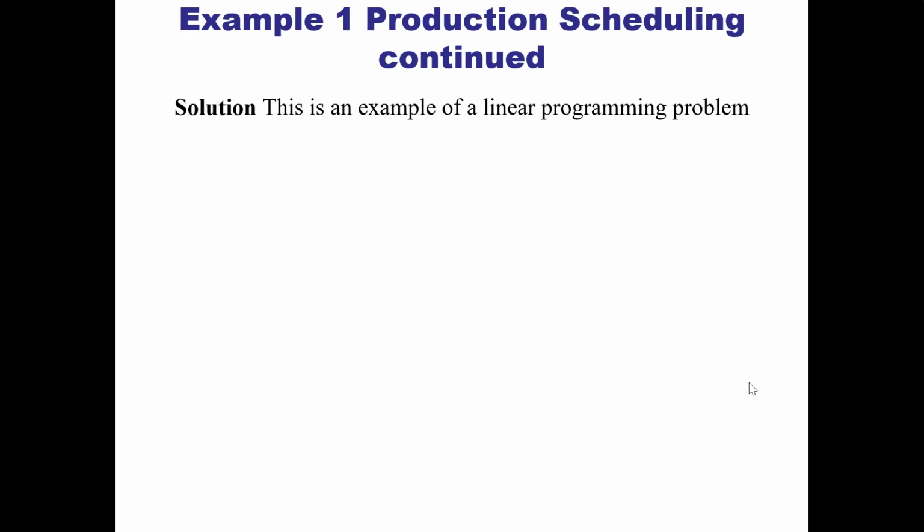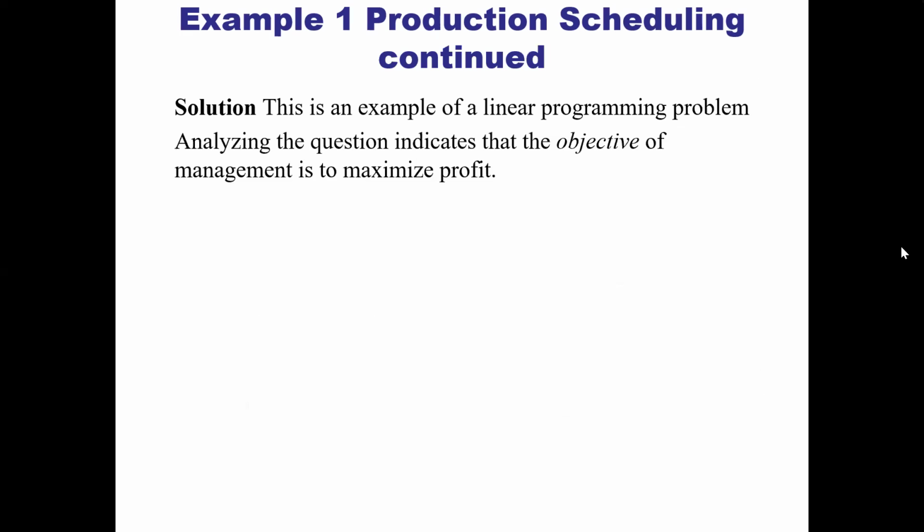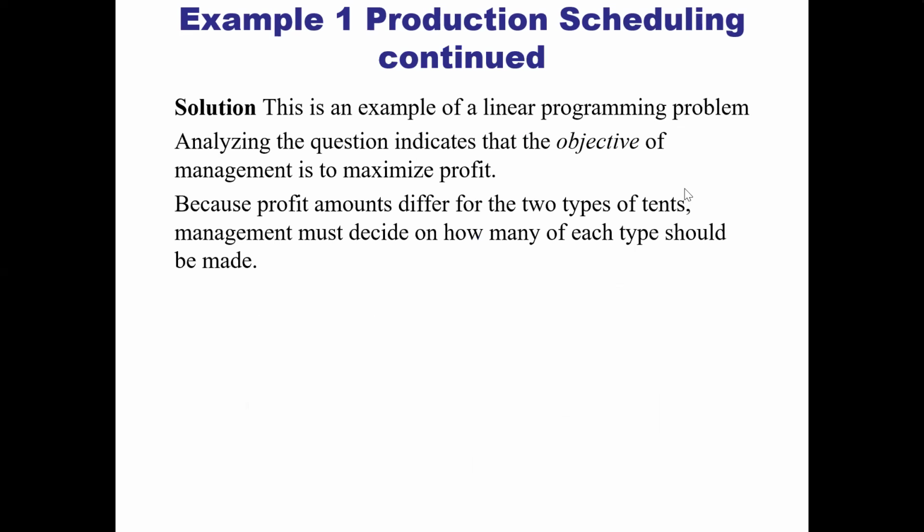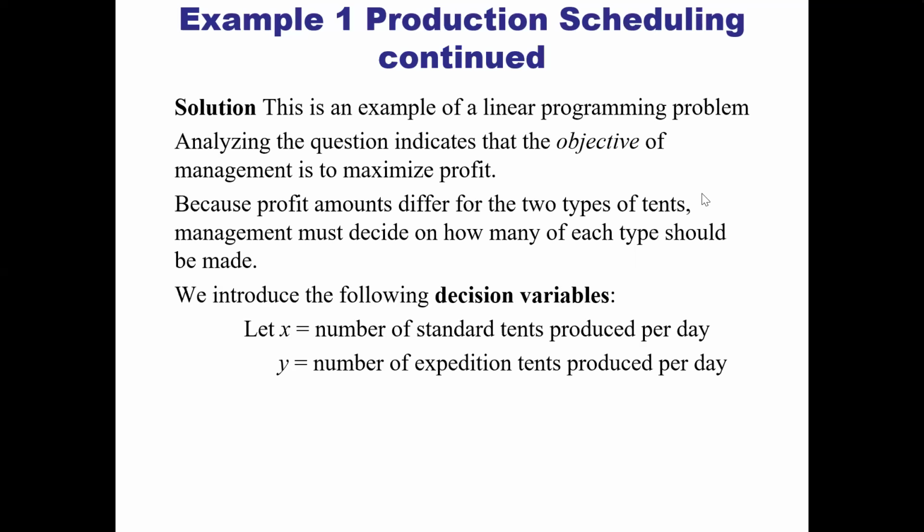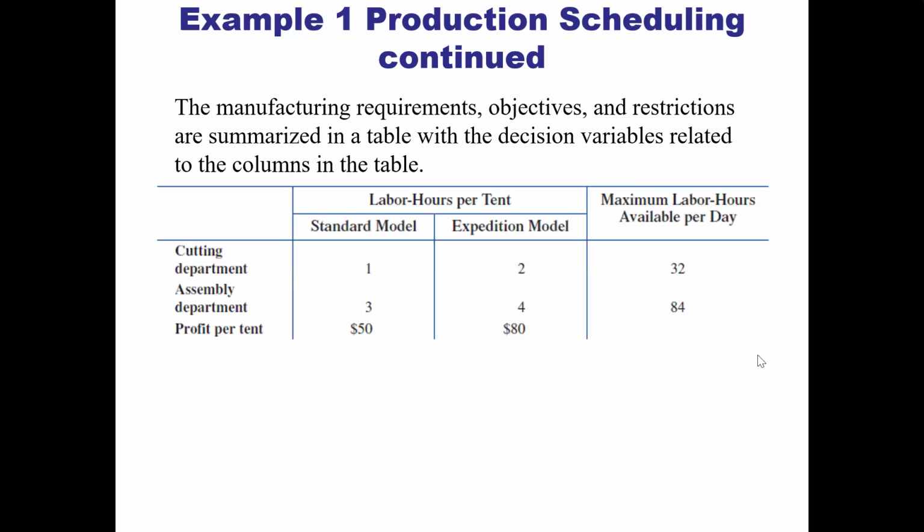Well, again, this is an example of a linear programming problem, and we're analyzing the question that indicates the objective of the management is to maximize the profit. Because profit amounts differ for the two types of tents, the management has to decide how many of each type should be made. And so we have two decision variables. X is the number of standard tents produced per day, and Y is the number of expedition tents produced per day.